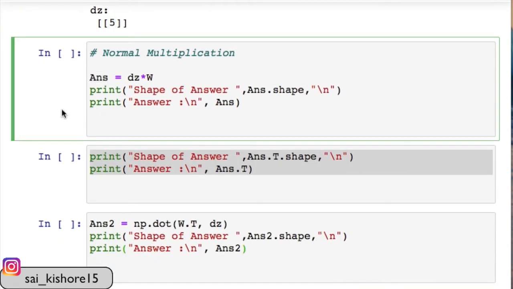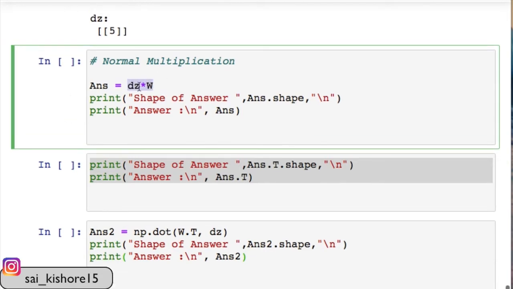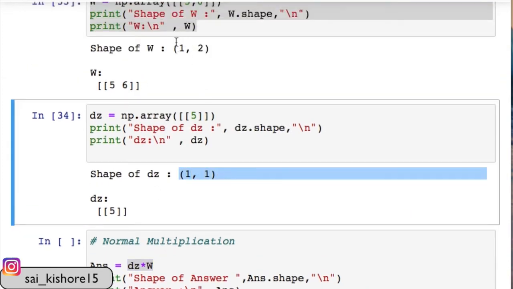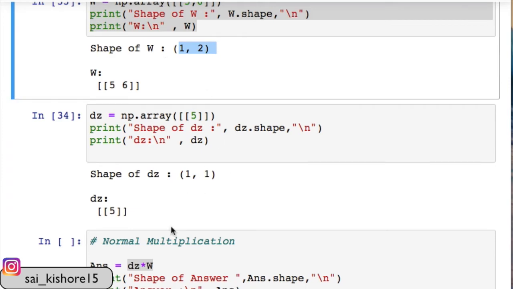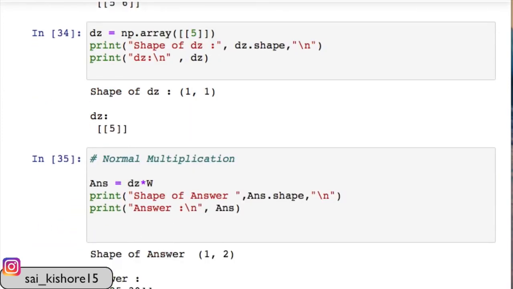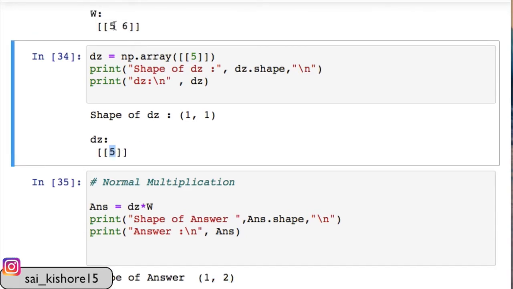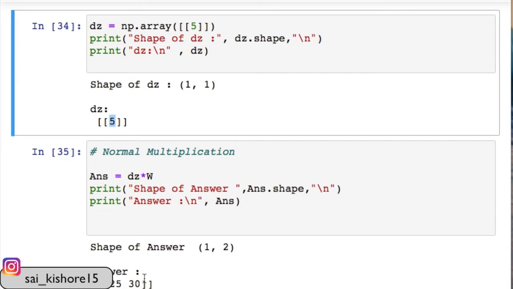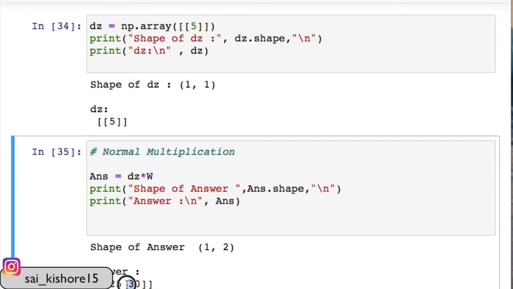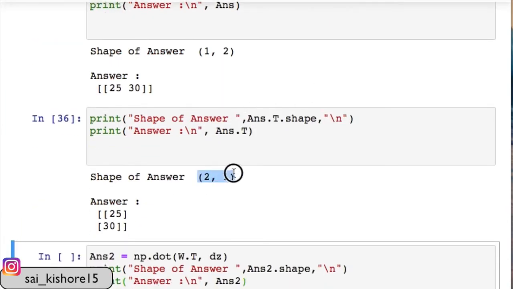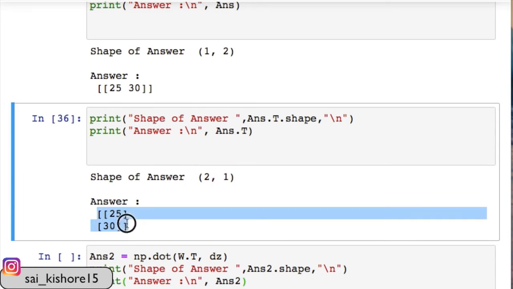Now this is the first method that we saw in the video. We directly multiply the two results. We have 1, 1 and we have 1, 2. If we multiply these two, we get 1, 2. See, we have 1, 2, and then this 5 is multiplied with this 5 and this 6, and we have the array to be 25 and 30. Now when we transpose this, we get the answer 2, 1, and the row vector turns into a column vector.